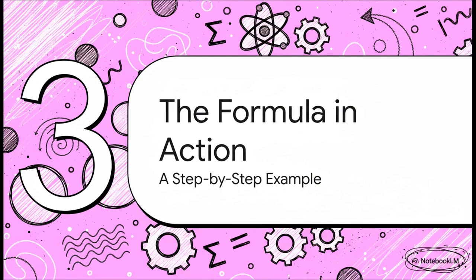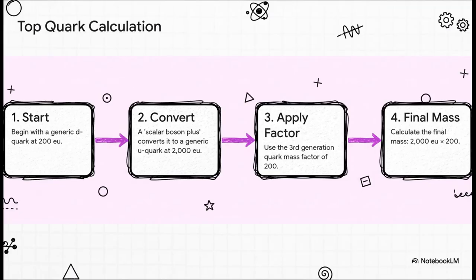Okay, so we've got the theory down. We've seen the ingredients, we've looked at the engine. Let's put it to the test. Let's actually build a particle from scratch and see this thing in action. We'll calculate the mass of the heaviest known fundamental particle, the top quark. So, according to the model, the top quark is made from a generic d quark interacting with a specific scalar boson. Let's follow the steps.